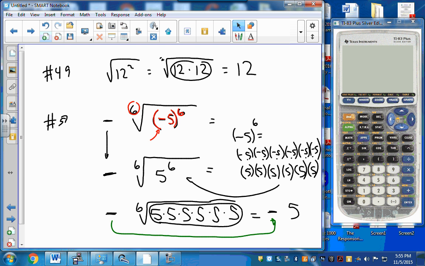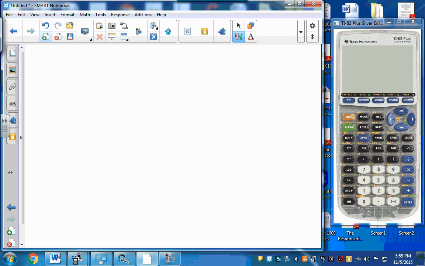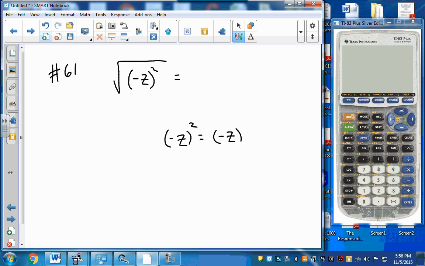A little tricky. Let's jump down to 61. Okay, so for 61, you've got the square root of negative z squared. Negative z squared is negative z times negative z, which we know is a positive. Negative times a negative is a positive, so that's z squared. So this problem now is the square root of z squared.